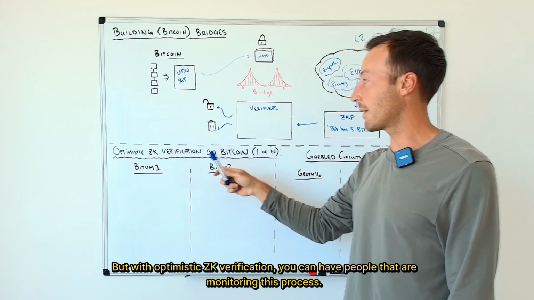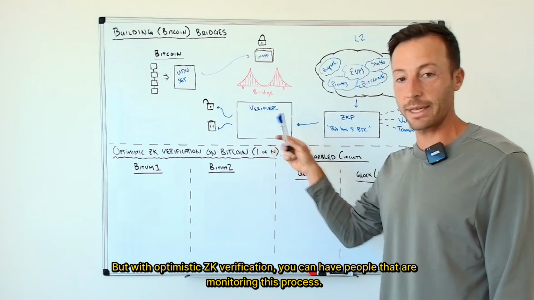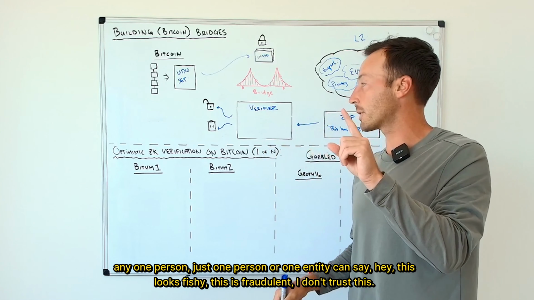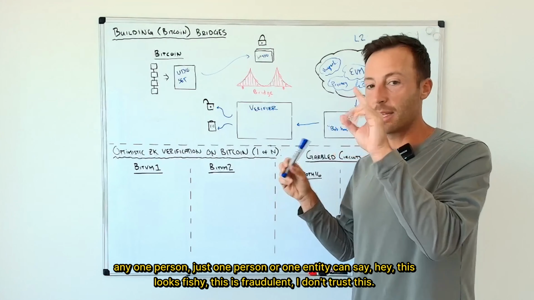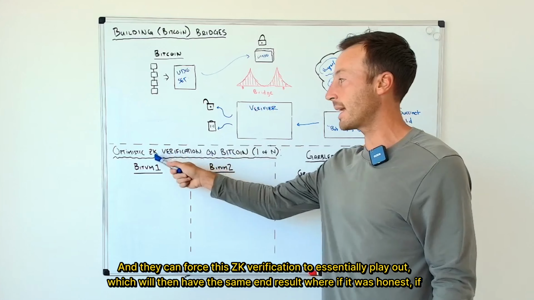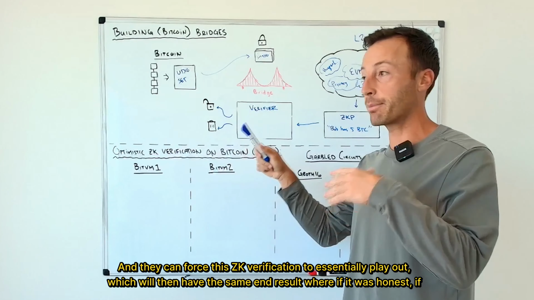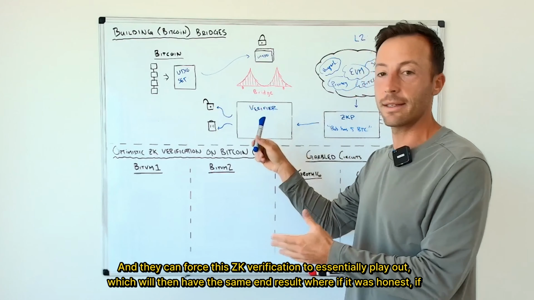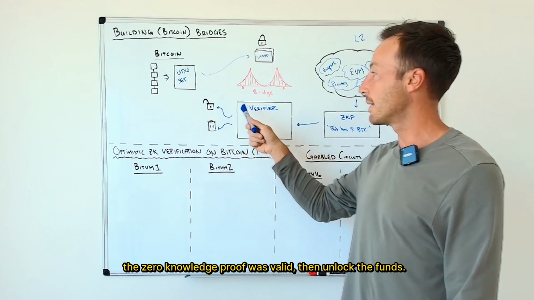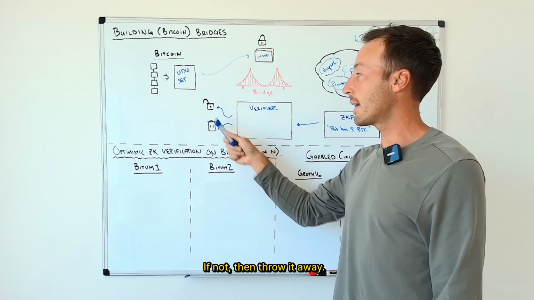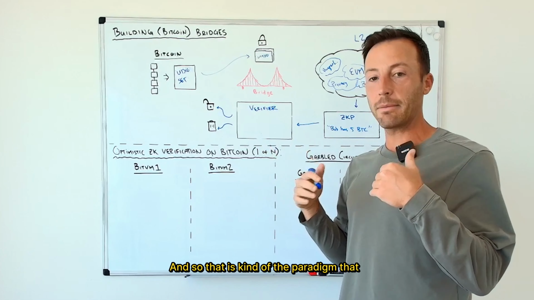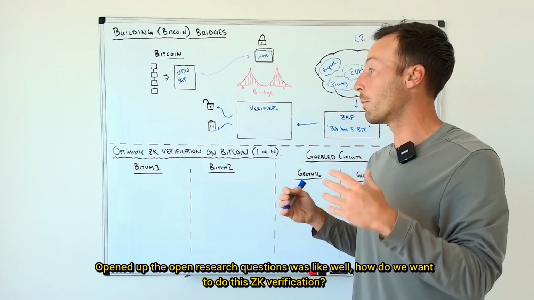But with optimistic ZK verification, you can have people that are monitoring this process. And any one person, just one person or one entity, can say, hey, this looks fishy, this is fraudulent, I don't trust this. And they can force this ZK verification to essentially play out, which will then have the same end result: if it was honest, if the zero knowledge proof was valid, then unlock the funds. If not, then throw it away. And so that is kind of the paradigm that BitVM opened up.